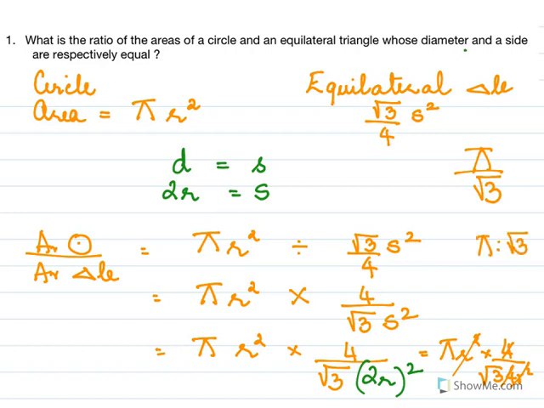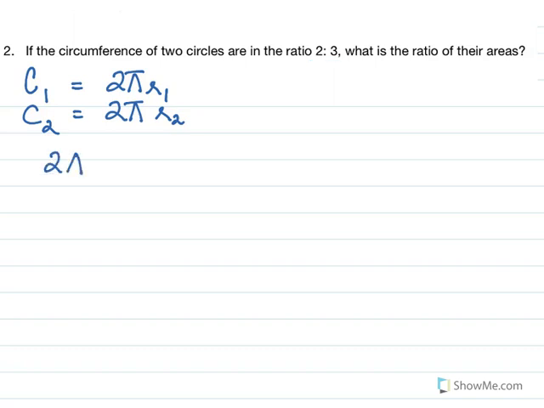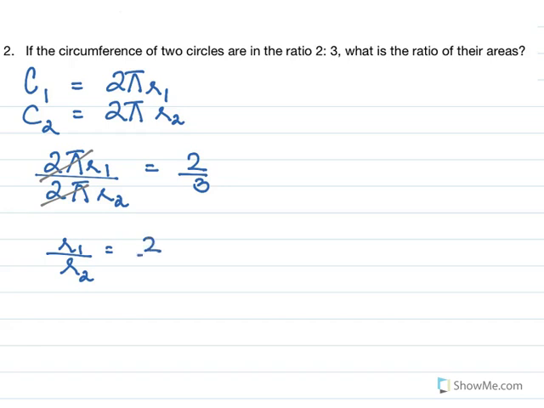ratio root 3. If the circumferences of two circles are in a ratio 2:3, which means circumference 1 is 2 pi r1, and circumference 2 is 2 pi r2, and the ratio is 2:3. So we can say 2 pi r1 over 2 pi r2 equal to 2 over 3. Here 2 pi would cancel out, and now we would get r1 over r2 is 2 by 3.